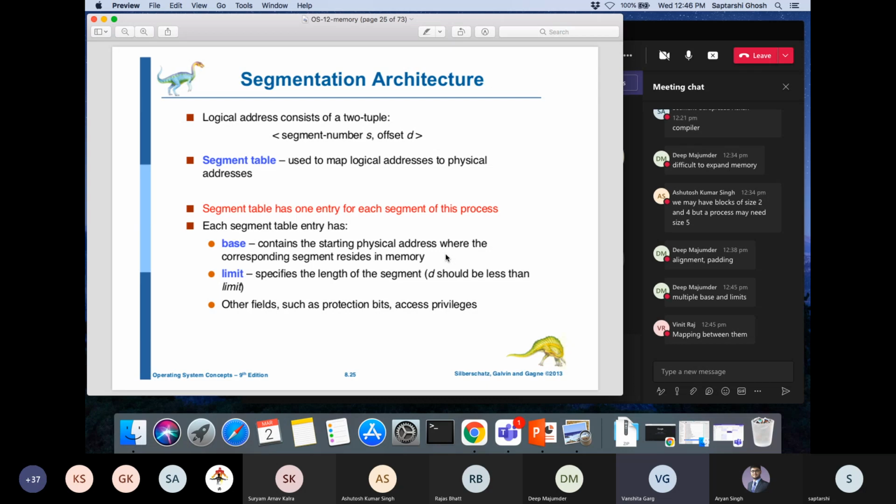So let's understand. Here, the logical address consists of a 2-tuple: a segment number, say S, and an offset within that segment called D. The OS maintains a segment table for every process, which is used to map a logical address to a physical address. The segment table has one entry for each segment of this process. What does each entry contain? Like what Deep said, it's a base and limit. Base is the starting physical address where this segment has been loaded in physical memory, and limit specifies the length of the segment. So basically, multiple bases and limits, one for each segment, grouped into a table which we call the segment table.